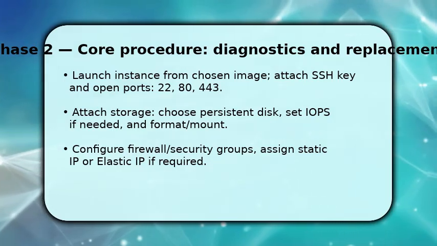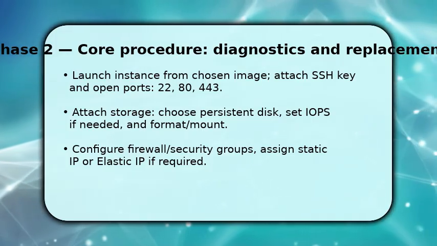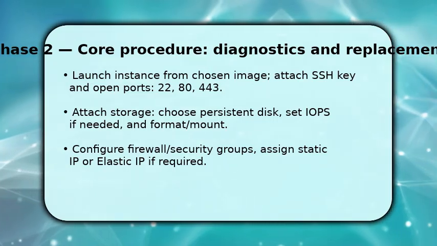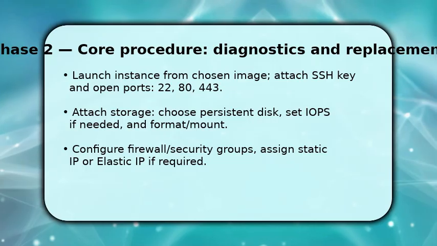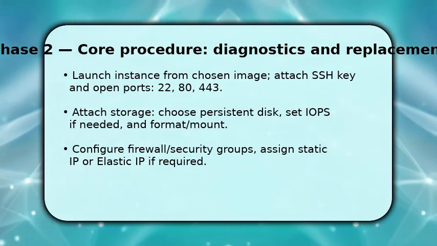Attach and format any additional storage, mount it at a predictable path, and update fstab for persistence. Configure security groups or cloud firewalls to restrict traffic to necessary ports. If you need a fixed endpoint, assign a static or elastic IP at this stage.